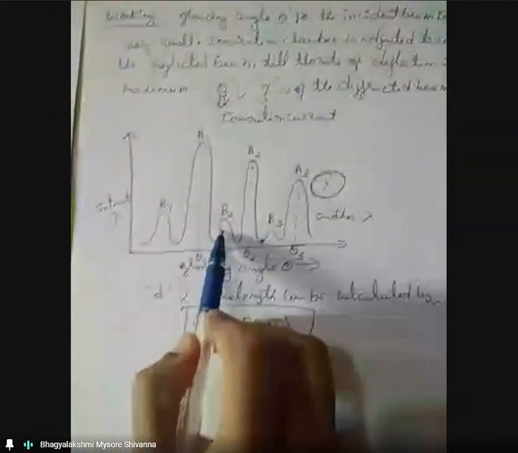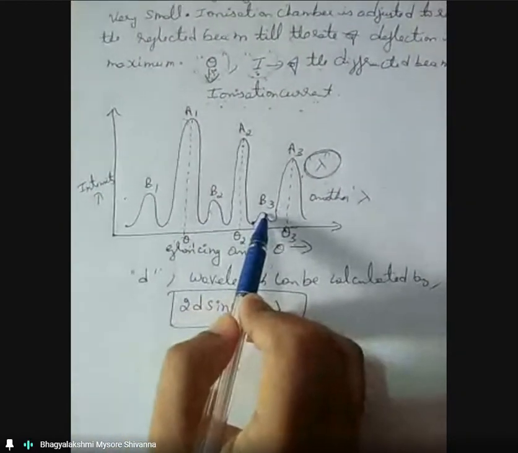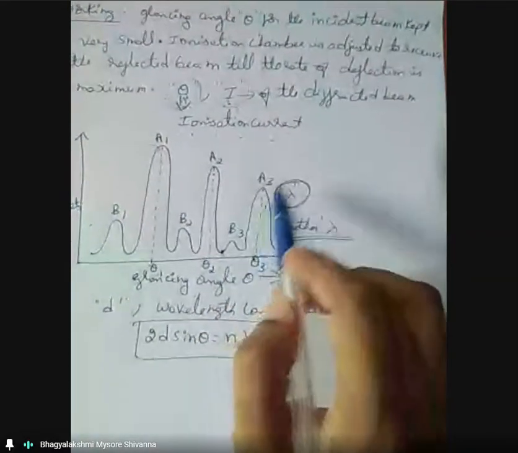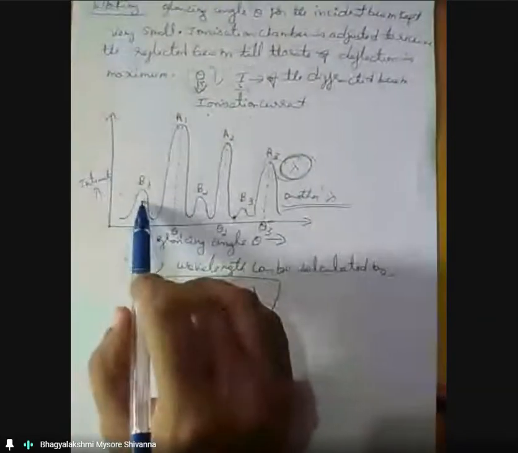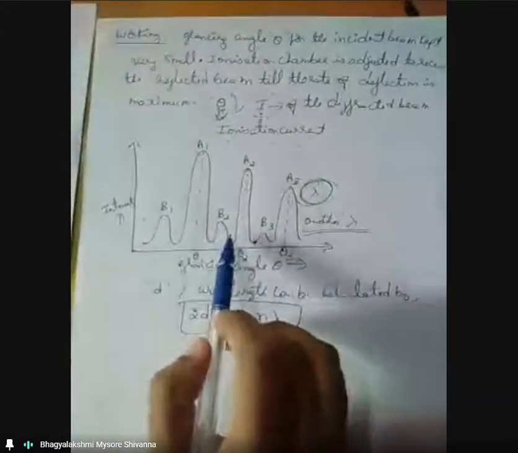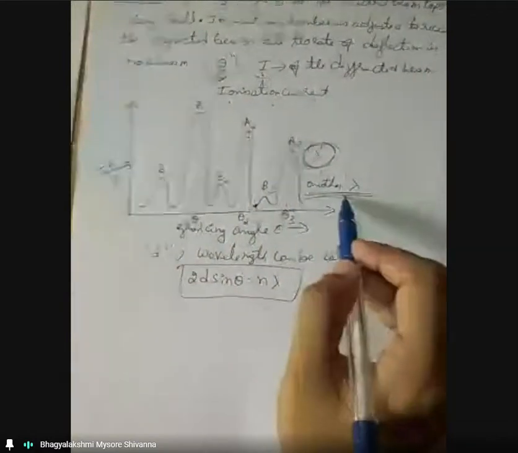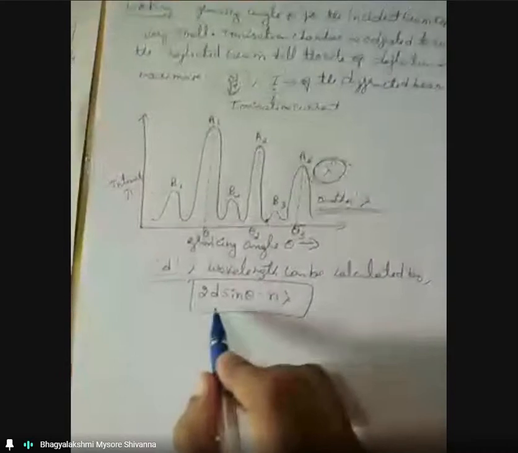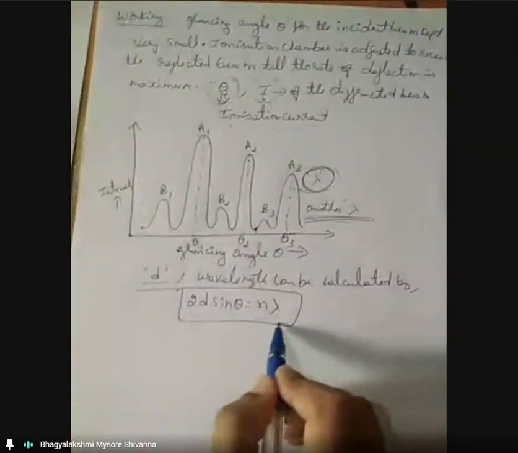B1, B2, B3 correspond to the first order, second order, third order, but for another wavelength. Similarly, B1, B2, B3 are the first, second, third order, but with another wavelength. If we know the value of d, then the wavelength can be calculated by using Bragg's law: 2d sin theta equals n lambda.